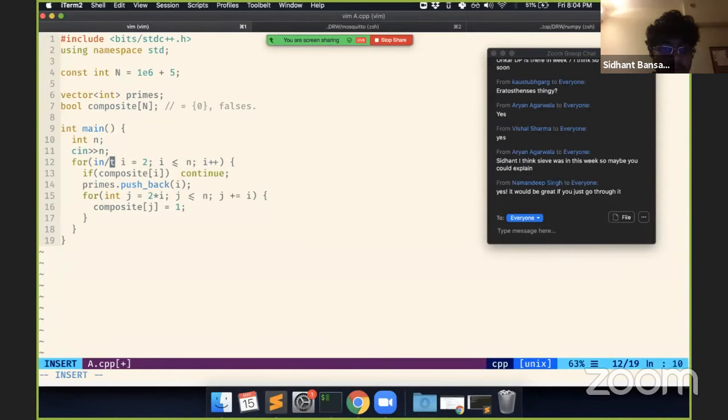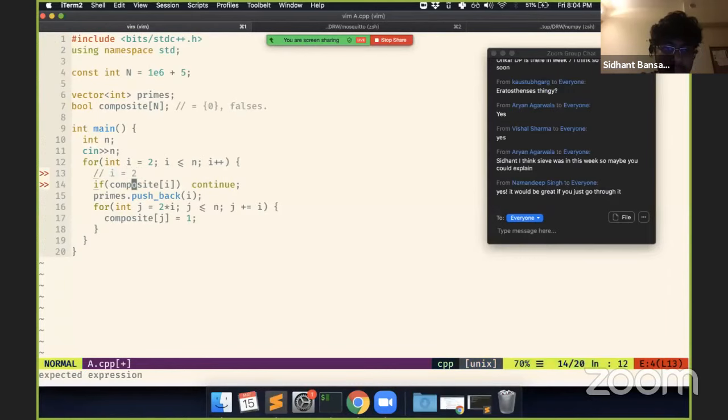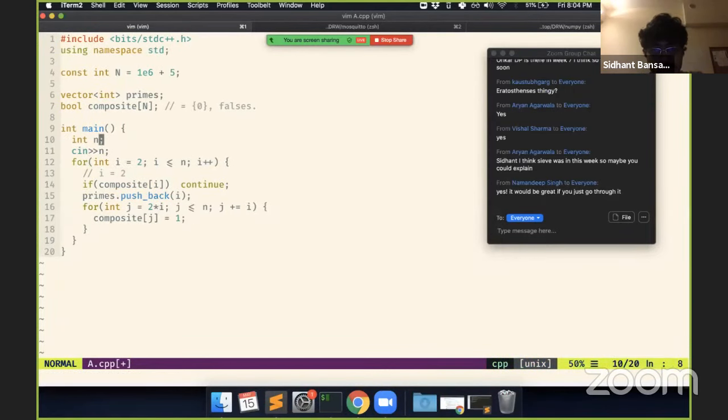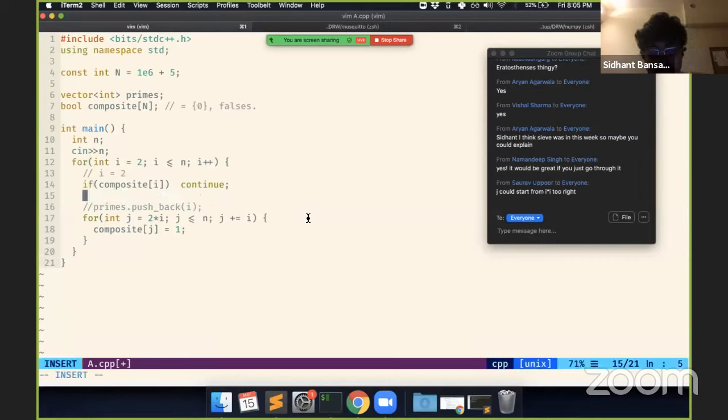Now, when you come in for i equals 2, this thing is false because the entire array is false, so this condition doesn't get triggered. Ignore line 15 for now; it is just a trivial line. Basically, if this condition doesn't trigger, that means this i is prime. If i reaches line 15, that means i is prime. So you push it into the primes vector and collect all the primes there.